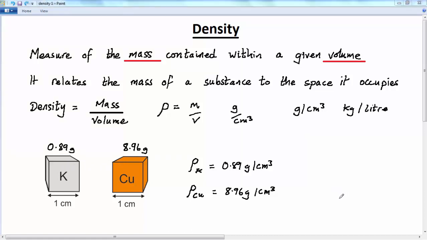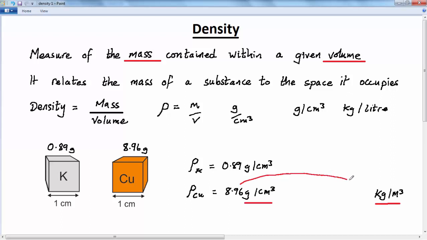Sometimes in physics problems, the density is quoted in terms of kilograms per metre cubed. So to convert from grams per centimetre cubed to kilograms per metre cubed, we have to multiply this figure here by 1,000. Okay, so we multiply it by 8.96. In this case, for copper, we multiply that by 1,000, and that gives us 8,960 kilograms per metre cubed.